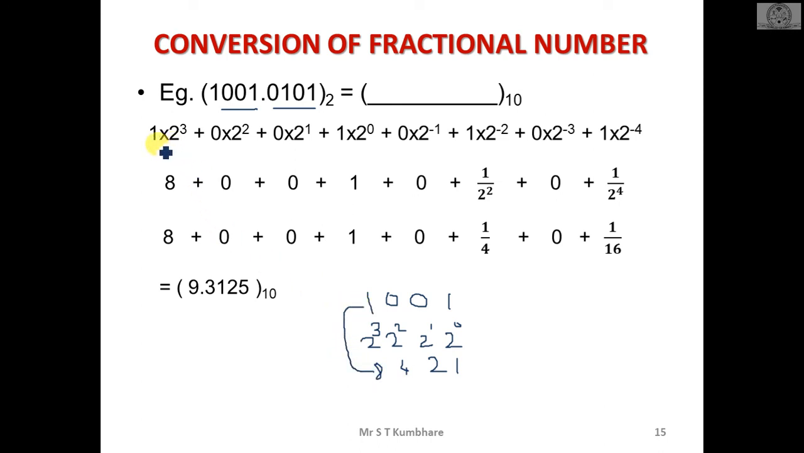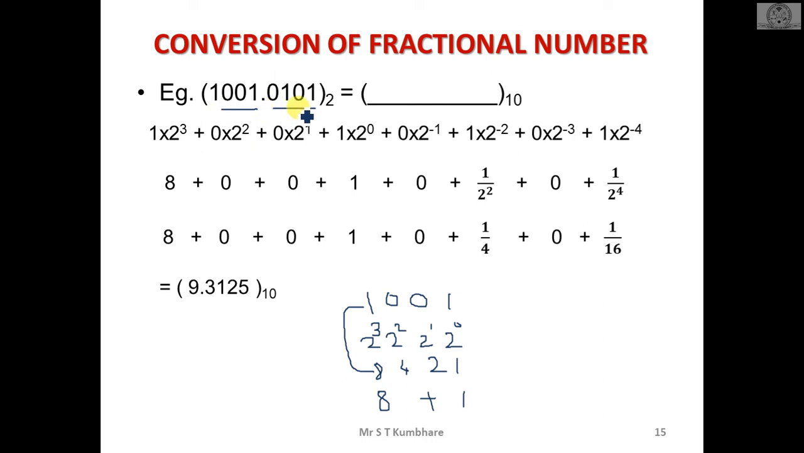Same thing is done over here. 1 into 2 raised to power 3, 0 into 2 raised to power 2, 0 into 2 raised to power 1, and 1 into 2 raised to power 0. And we added that later on. 8 and 1, we added that. So that's what we did, plus plus plus. So 3, 2, 1, 0 is for the integer part.